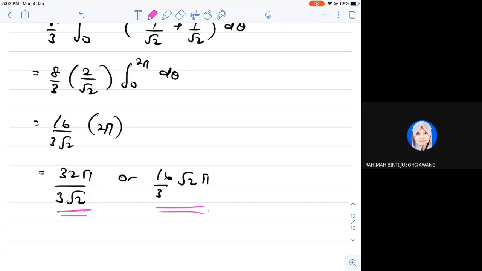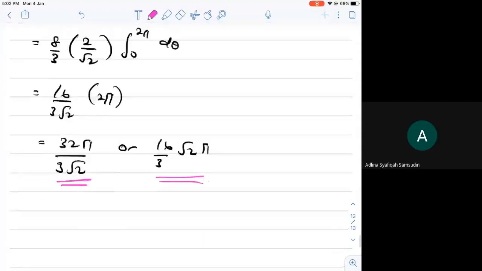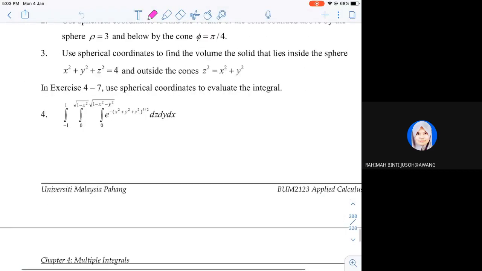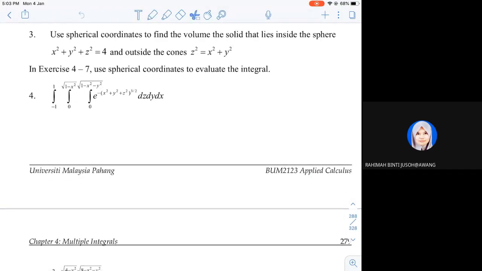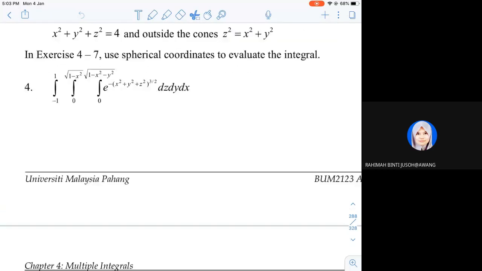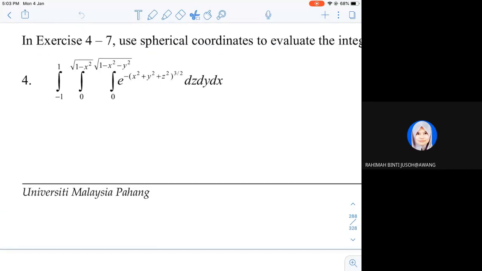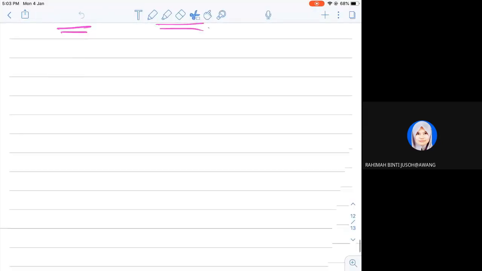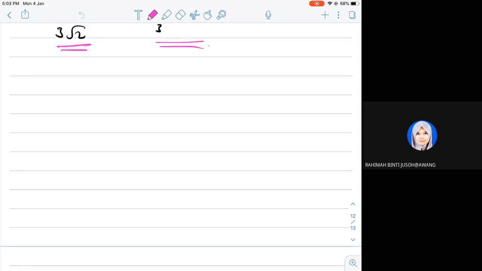Okay, understand? The steps, guys, understand the steps? Yes. Okay. So next question number 4. You are given cylindrical coordinates, and then we need to change into spherical coordinates. Okay. Ni pun biasa keluar dalam final exam ni. Question 4.